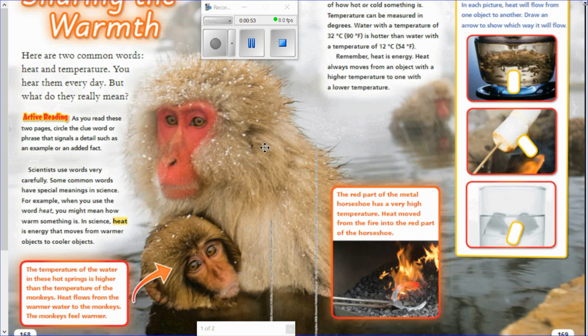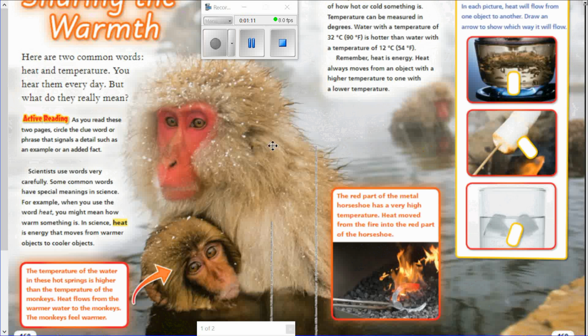All right. We're going to be reading today pages 168, and we'll end on page 171. And at the end, you'll have 3 questions to answer in your science book. And again, if you don't have the science book, you can pause the video, look at the questions, and answer them on paper. So here we go. It's called Sharing the Warmth.